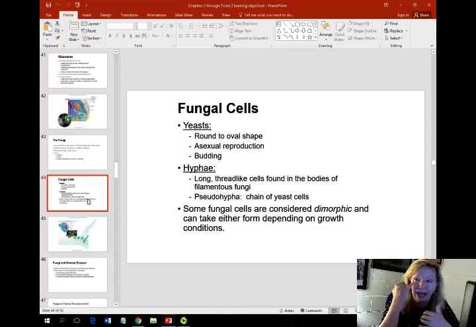So styes, boils, they're all from Staph aureus. You didn't catch them from anybody. It was your own Staph aureus on your own skin that took the opportunity to cause disease.